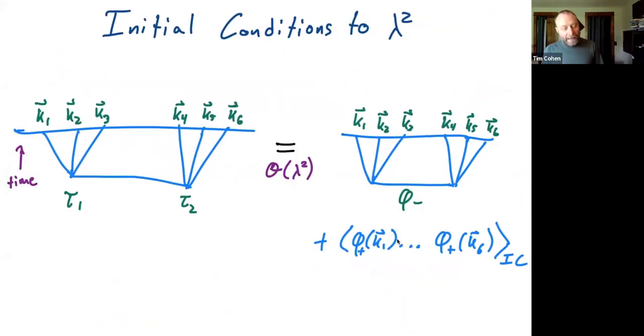And then finally, we have a pure contribution to the initial conditions at order lambda squared. This is coming from a 6-point diagram like this, and this gives us a new non-Gaussian contribution to the initial conditions.